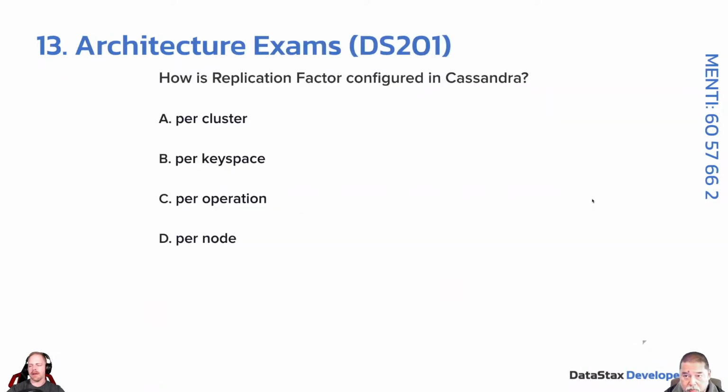All right, let's go ahead and take a look at question 13. How is replication factor configured in Cassandra?